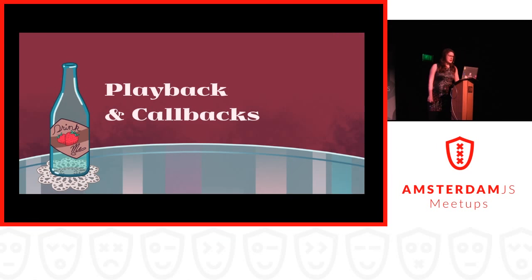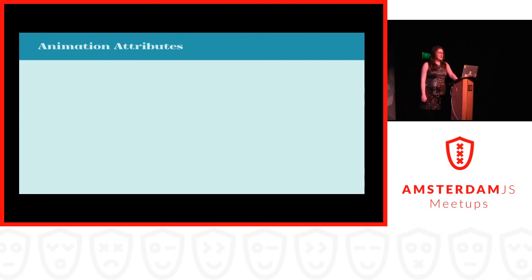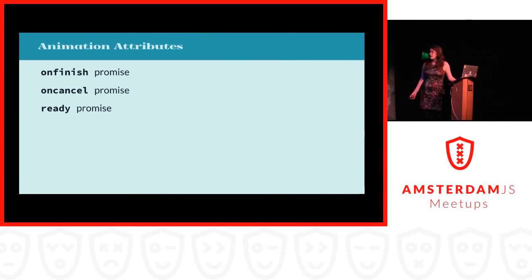Let's talk about what you're really here for, callbacks. Okay, now you're here for the promises, but I like callbacks. So I didn't come here to show you the long way to do CSS animations. Let's look at the cooler things that we can do. That animation object gives us some nice attributes. It lets us do decidedly more than CSS does. You get this onfinish promise, this oncancel promise. Oh my gosh, there's a ready promise.